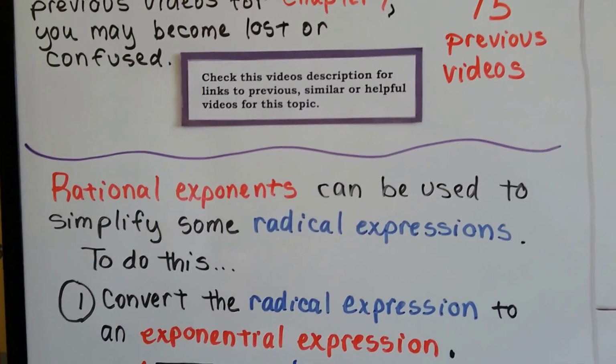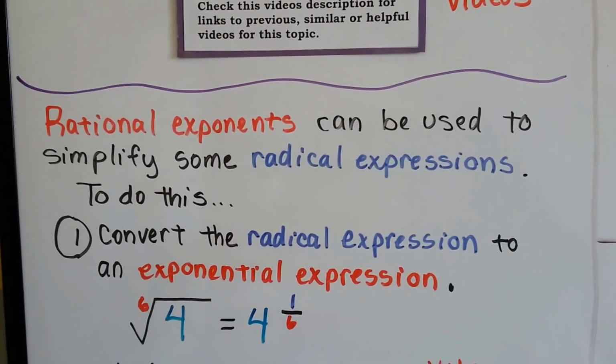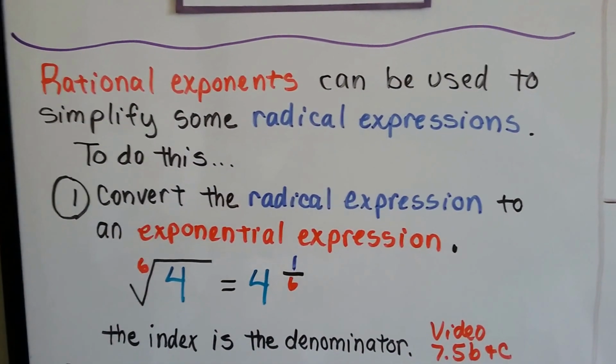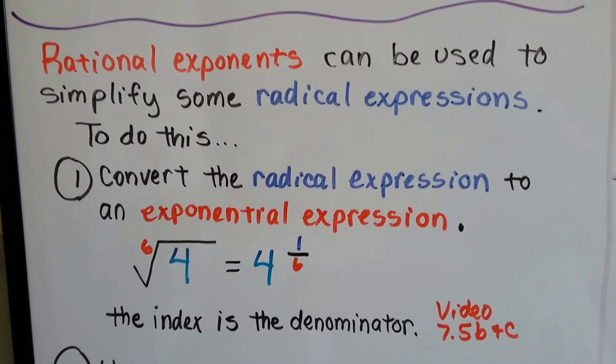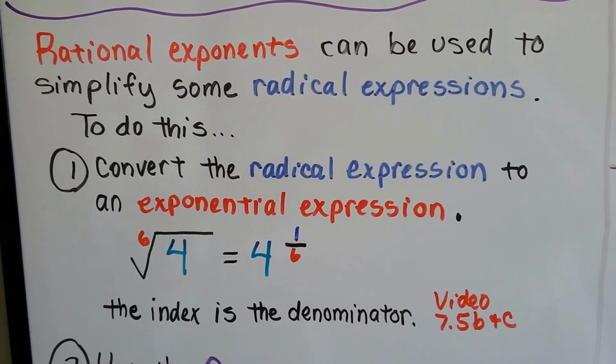Rational exponents can be used to simplify some radical expressions. To do this, number one, we convert the radical expression to an exponential expression. We did that in 7.5b and c, the two videos before this.